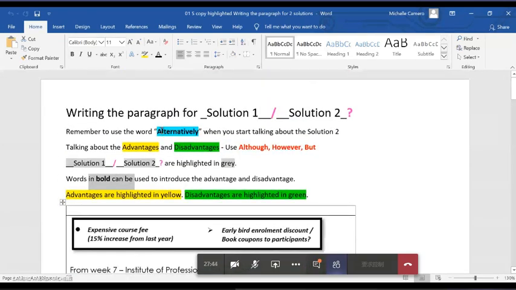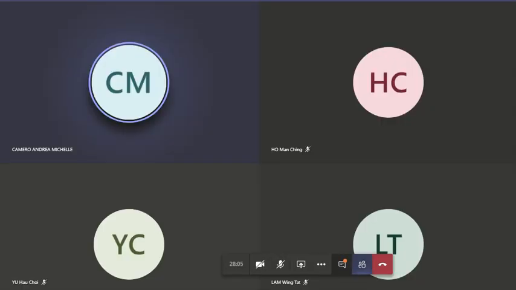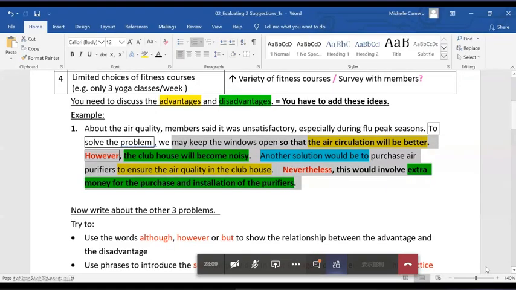The key things here are when you start talking about solution 2, use alternatively, highlighted in blue. Advantages and disadvantages are highlighted in yellow and green. And the words that are used to show the relationship between advantage and disadvantage are in red. So that's why I used the same colors to highlight the same ideas in this other document that we just looked at, just to hopefully help your memory.